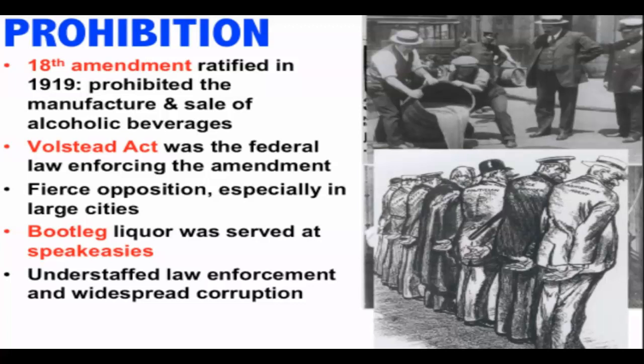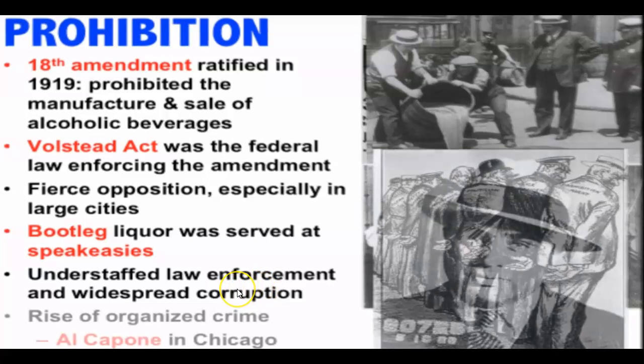It actually led to widespread corruption. Law enforcement, police officers were in on the take. There were even stories that Warren Harding and the presidents of the United States were running alcohol in and out of the White House during Prohibition. That's how big of a failure it was.